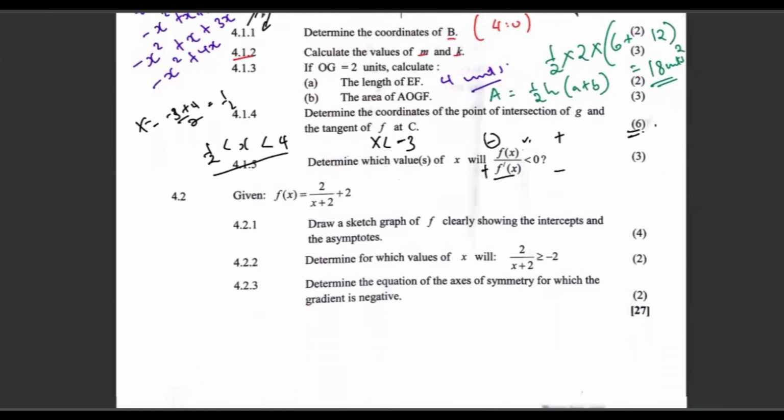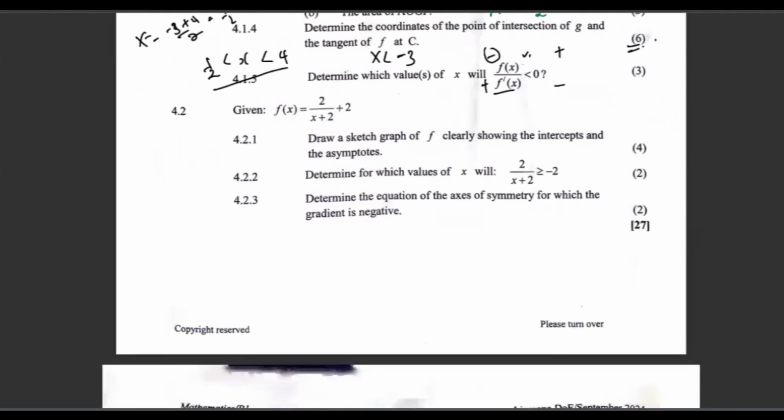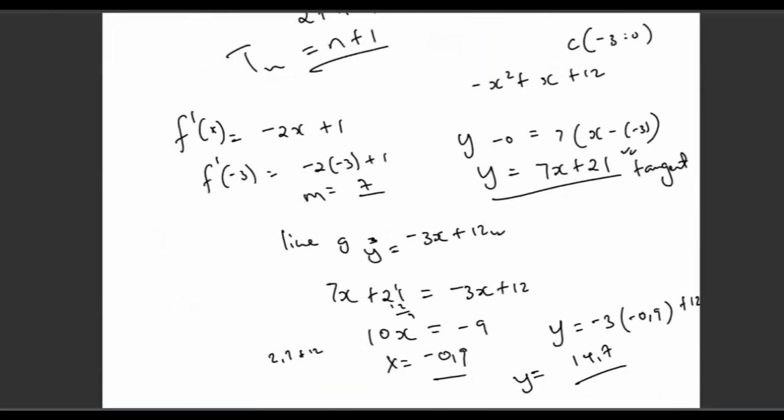All right, then 4.2 tells us that f of x is 2 over x plus 2, plus 2 again. Then they want us to sketch this graph showing all the intercepts, and all of that is required. So one thing we need to remember is that by just the format of this, we know that this is a hyperbola.